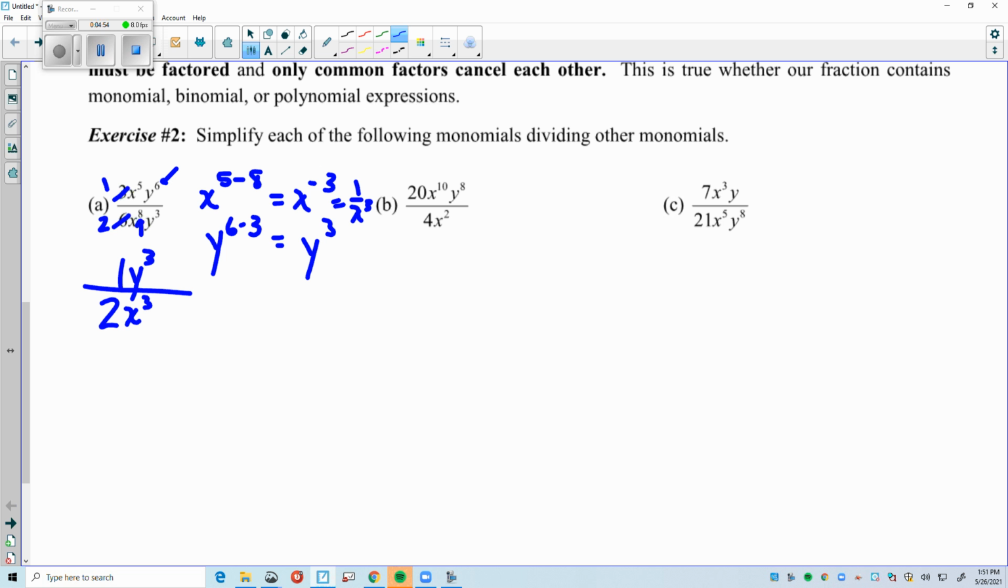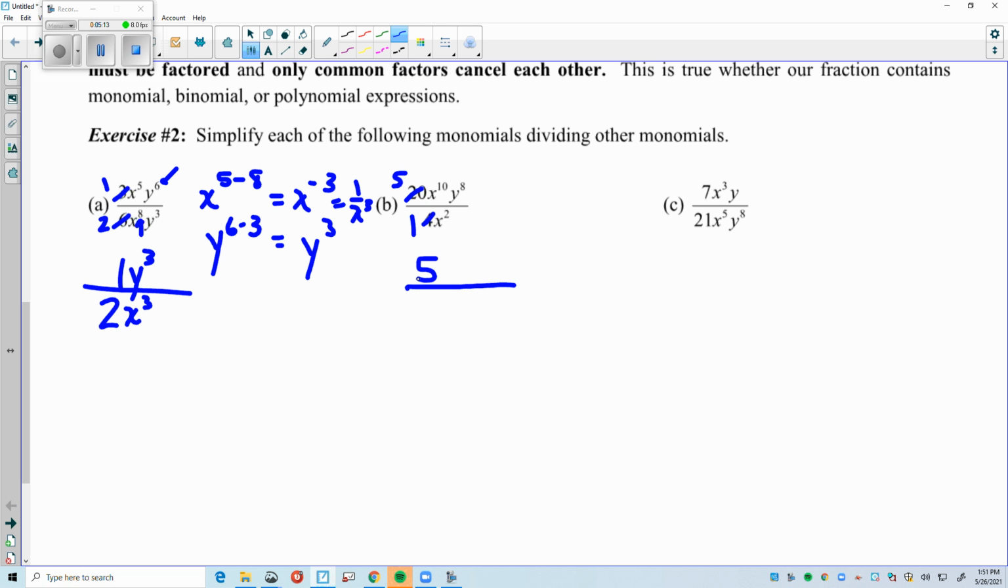Okay, we'll do the same thing for letter B. And so again, I'm going to look at the 20 and the 4, and I can say 4 goes into both of these terms evenly. 4 goes into 4 once, and 4 goes into 20 five times. So if I'm thinking, let's start to write our answer, I get a 5.